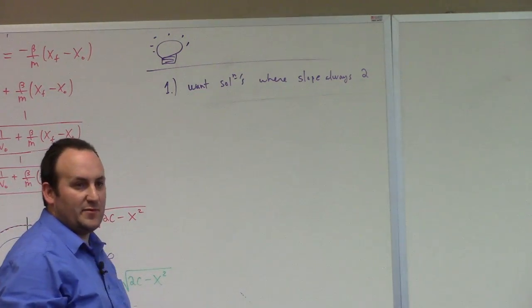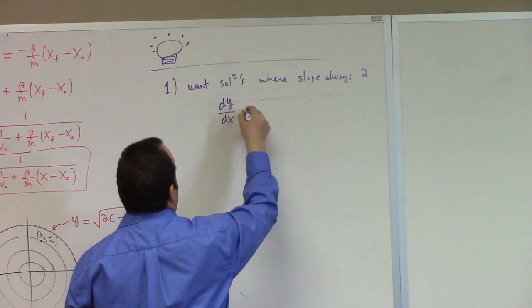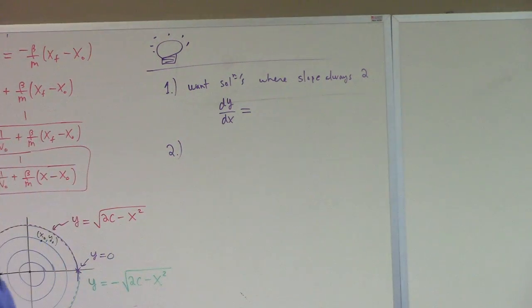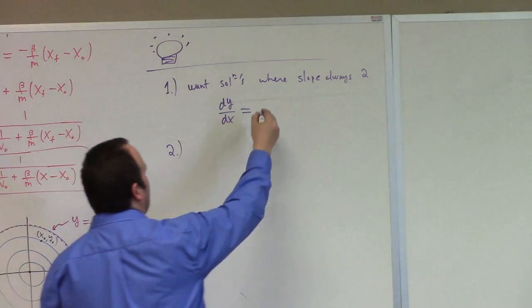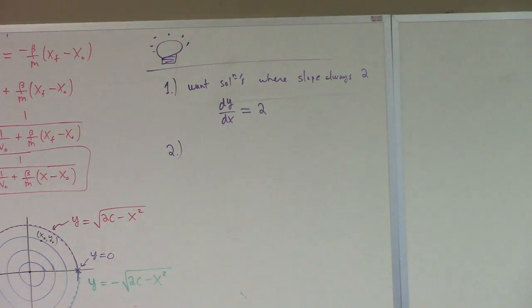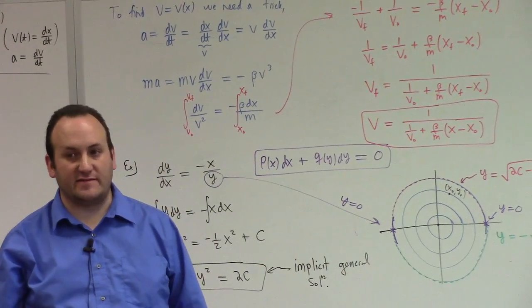Starting out with a baby example. dy/dx equal to what? Yeah, that's it. So that differential equation will automatically have slope 2 everywhere. This is kind of a silly example. You can integrate both sides. You get y equals 2x plus a constant, right?